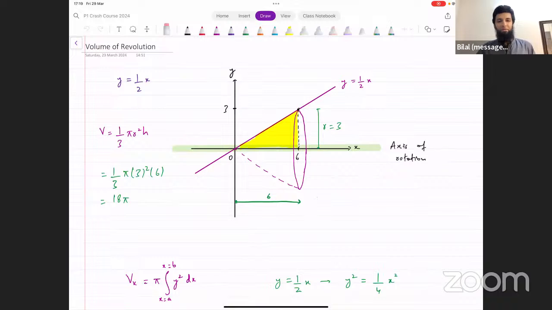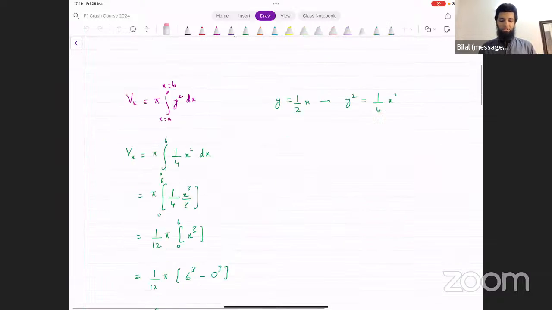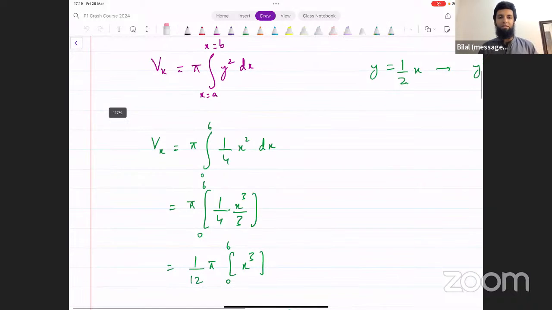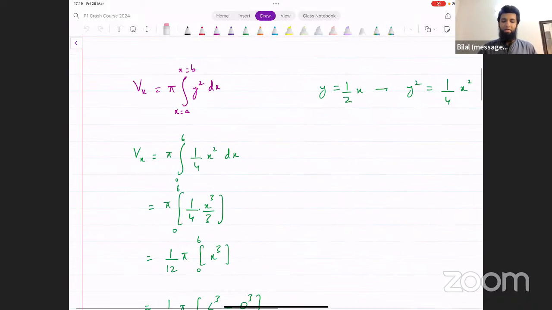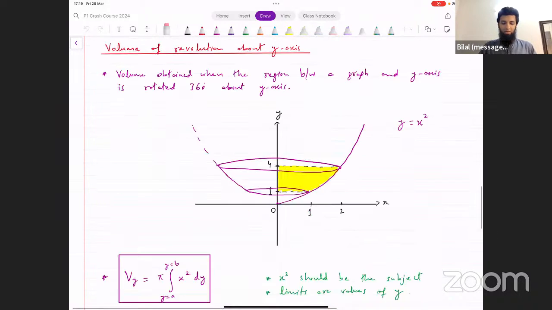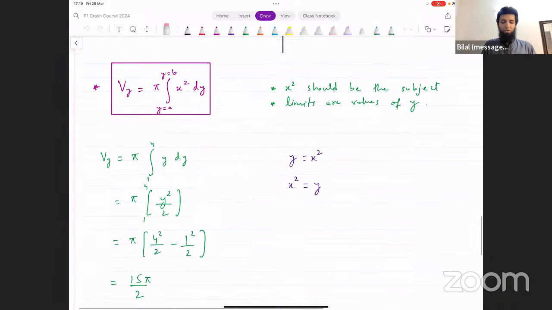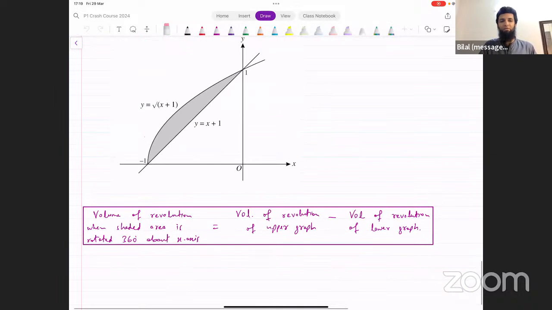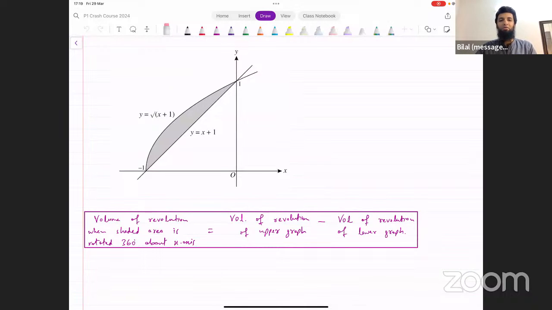Then you've done volume of revolution. How to find volume of revolution when the area between a graph and x-axis is rotated about x-axis. This is the formula that you have for that: pi into integral of y squared with respect to x with limits of x, right? And then you have volume of revolution about y-axis. That's this formula: pi into integral of x squared with respect to y. In this case, x squared should be the subject and limits should be of y. And similarly, if you have to find volume of revolution of the area between two graphs, you have to find the volume of revolution for one of them, subtract from that the other one, you get that volume.